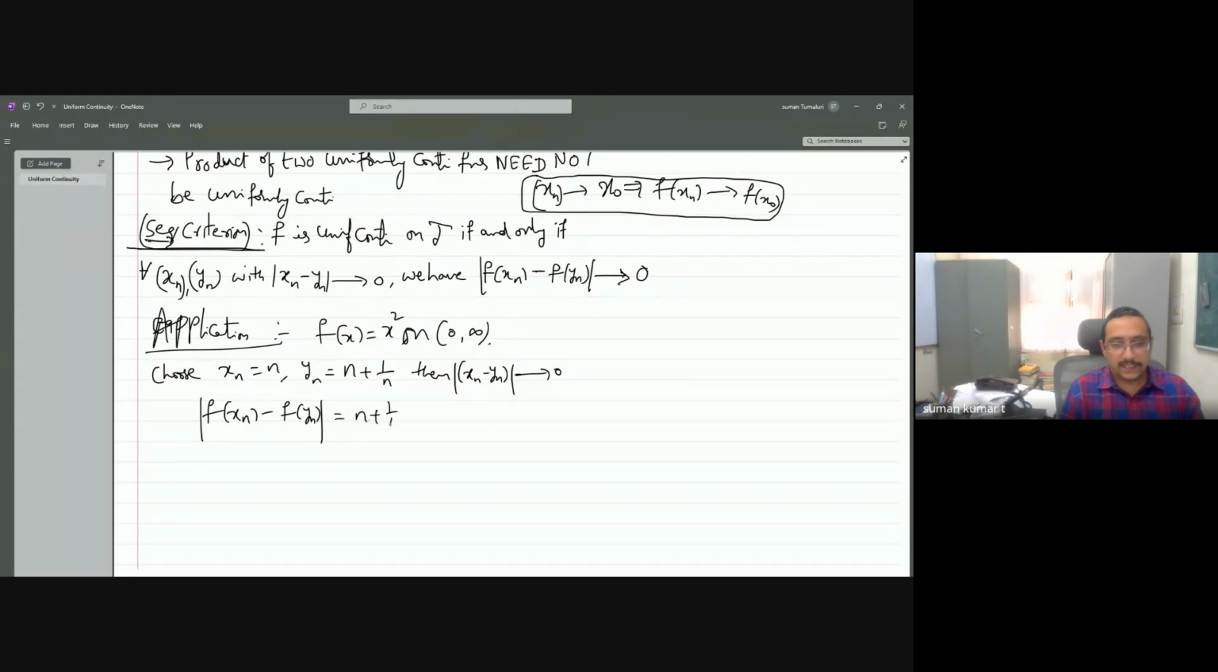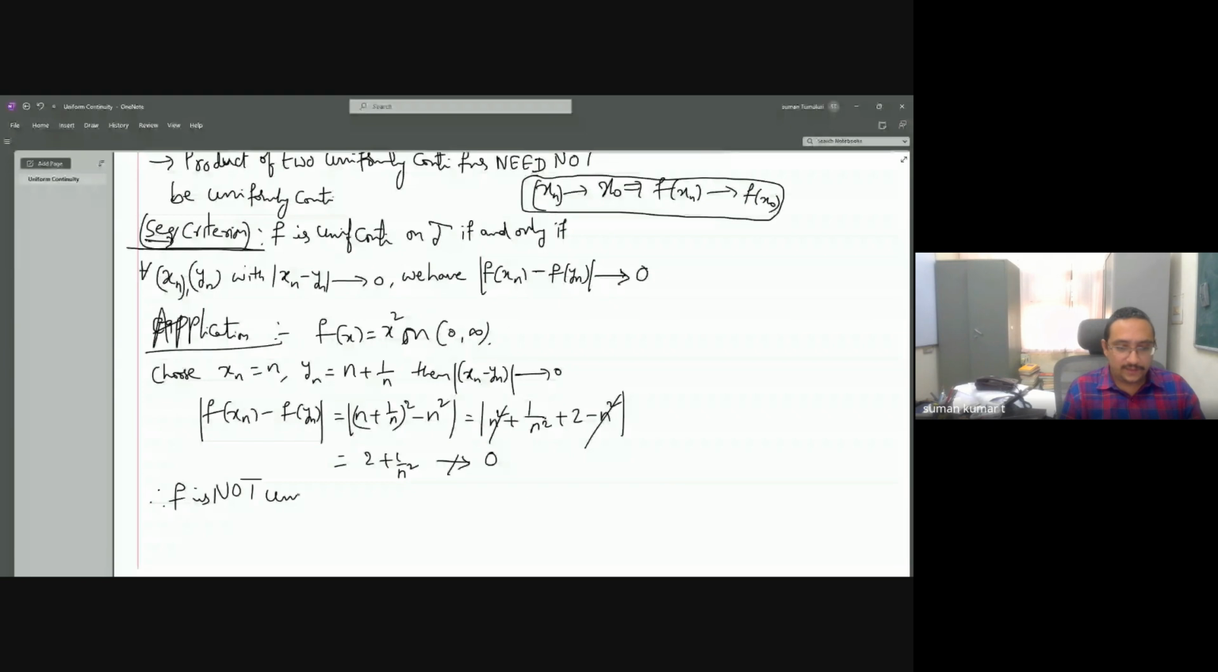So what is it? N plus 1 by n whole square minus n square. So this is n square plus 1 by n square plus 2, right, minus n square. This n square I cancel. So this is something like 2 plus 1 by n square. Obviously this does not go to 0, right? If it is uniformly continuous, then it would have gone to 0. Therefore, you conclude that f is not a uniformly continuous function.